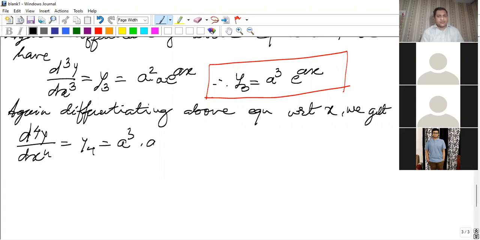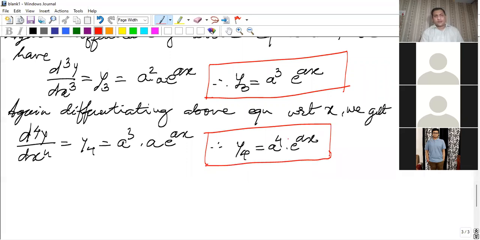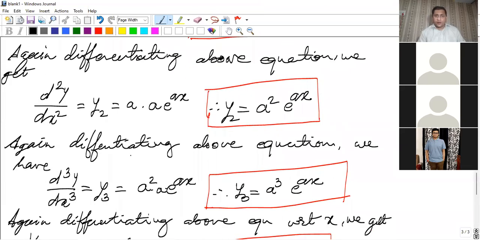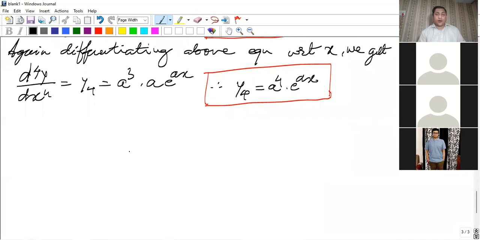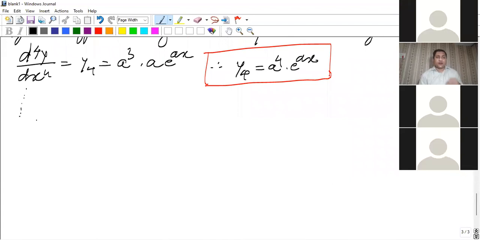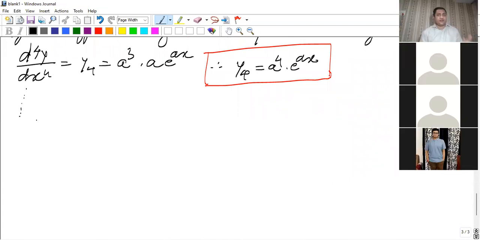The a cube remains as it is, and the derivative again is going to be a into e raised to ax. So y4 is equal to a raised to 4 into e raised to ax. Now we got these four derivatives: y1, y2, y3, y4. If we go on this way, we'll find y5, y6, y7, and so on. So what will happen in general?